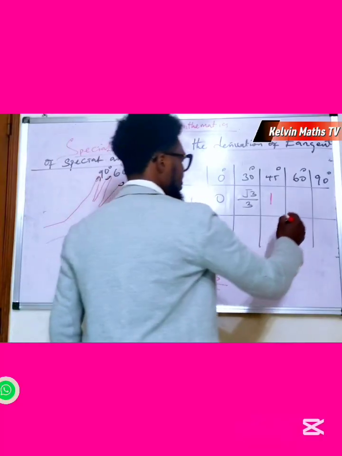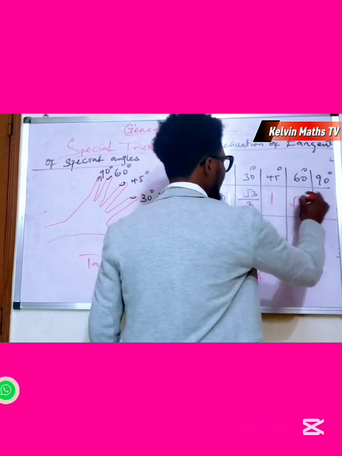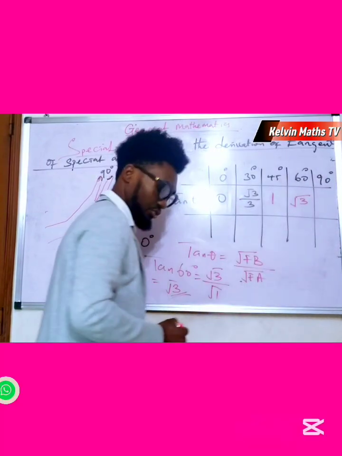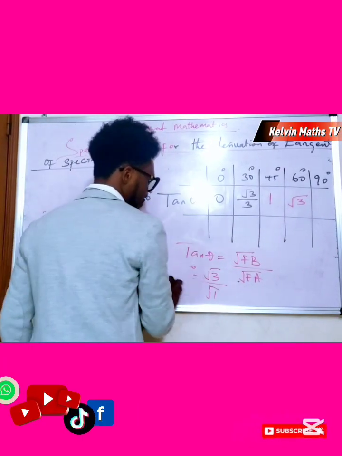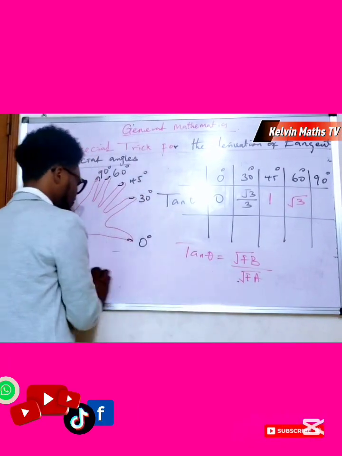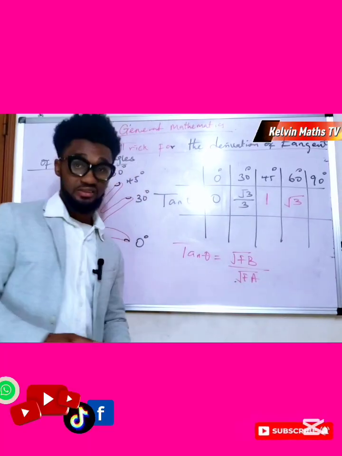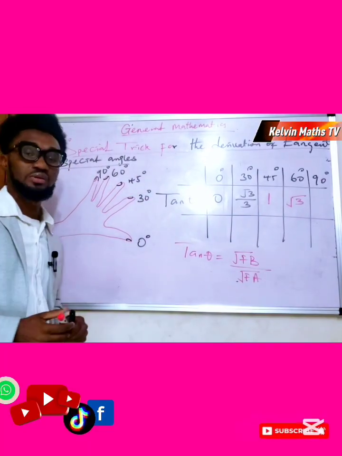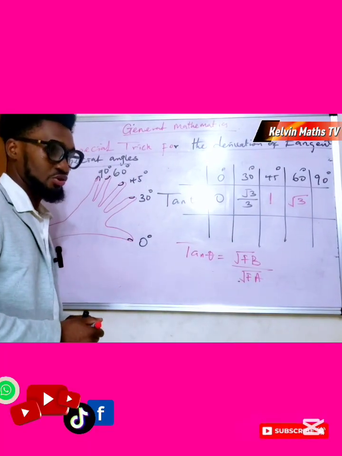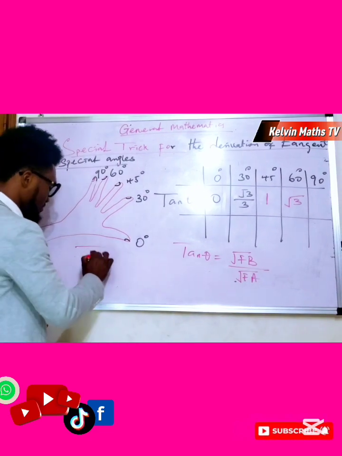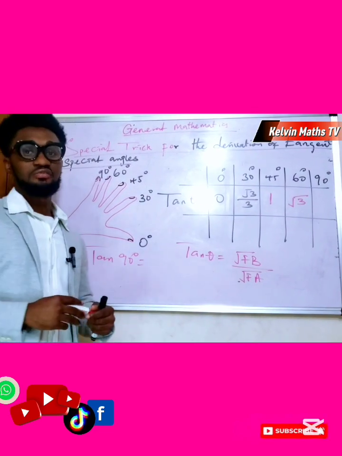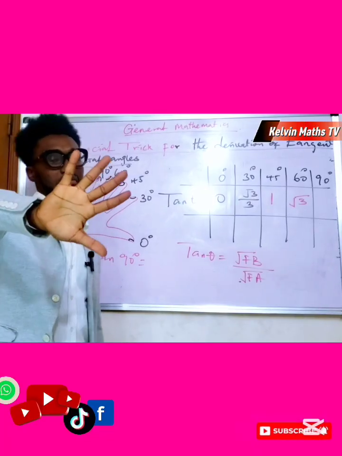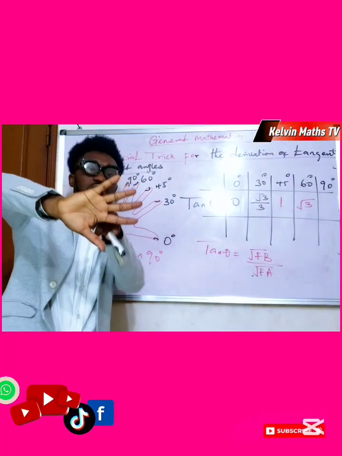Then we just go straight to substitute the value of tan 60 degrees as square root of 3. Now lastly, we'll be considering 90 degrees. So we have the tangent of 90 degrees. So the tangent of 90 degrees, let's look at our fingers right here. Look at 45, 60, 90 degrees.